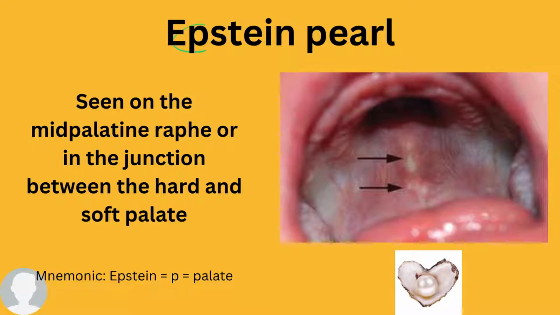In order to memorize it, in Epstein the second letter is P, so P equals the palate. So whenever you hear Epstein pearl, it is always located on the palate, at the junction between the hard and the soft palate. Or to remember it even more easily, both words, Epstein pearl, are P and P, which equals the palate, specifically between the hard and the soft palate. This is how you can easily remember it.